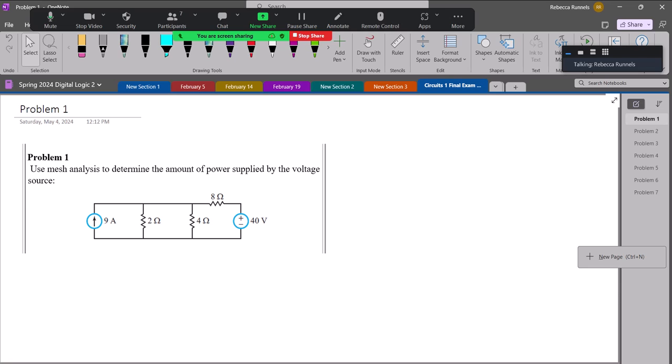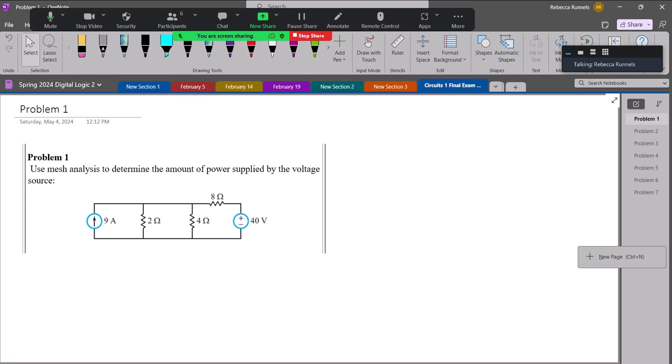So before I get started with these problems, are there any questions? All right, and Zoom people, y'all can hear me and see my screen? Yes. Okay. All right. Okay, so here we go.